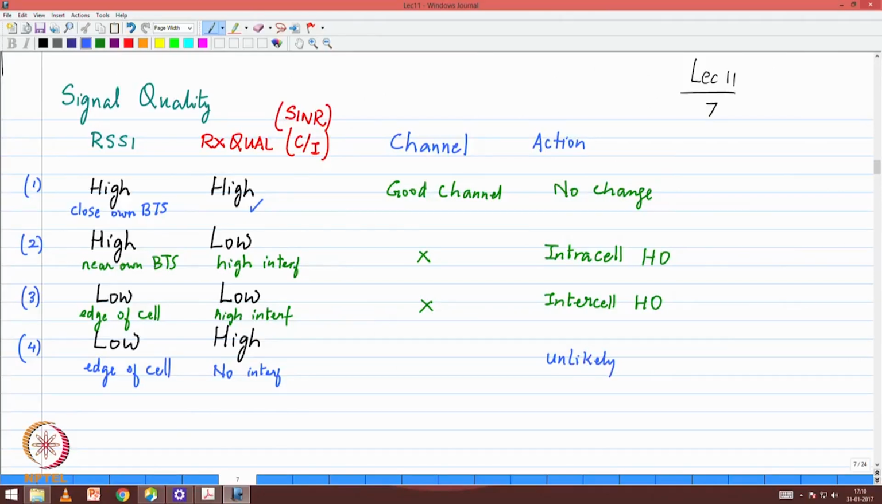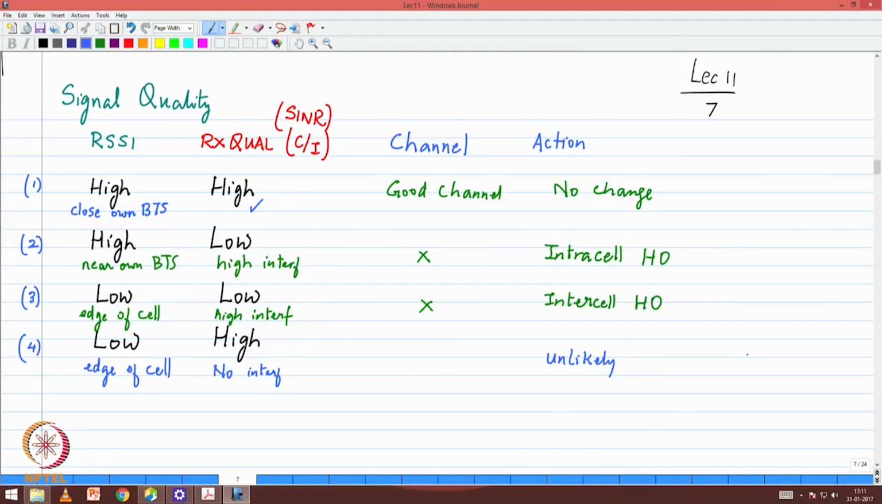So very quickly you can look at it and say, unless both RSSI and RX call are high, you have to do something about it. So quickly look at which way you want to go and respond to the situation. That will help you handle the system.